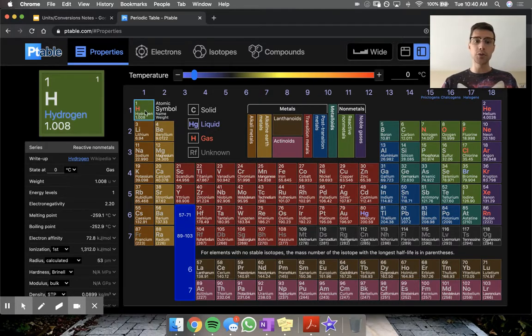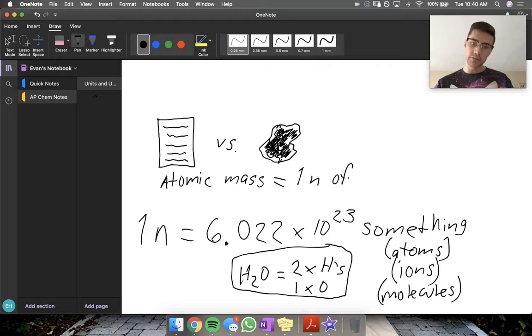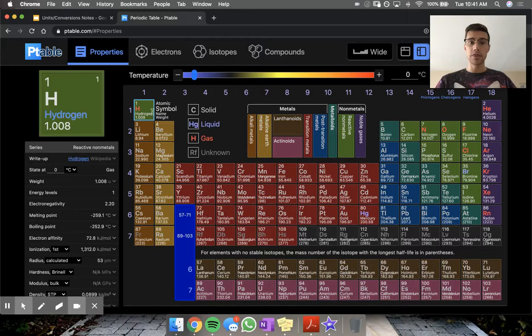So what we refer to as atomic mass is, the atomic mass equals 1 mole of that thing. Okay, so the atomic mass of hydrogen is the mass of that many molecules of hydrogen.